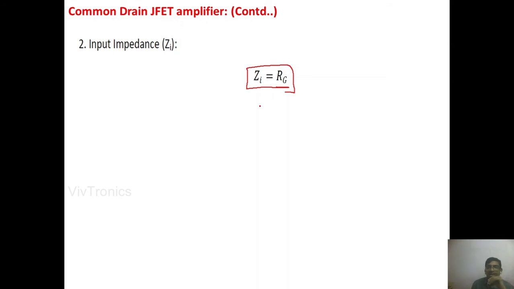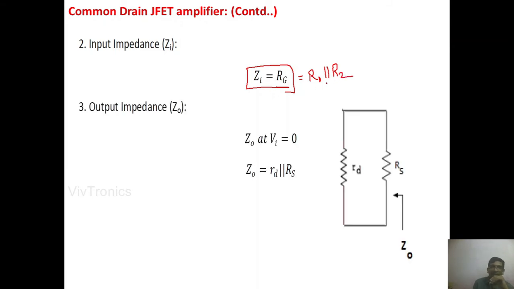So if it is a self bias, we may have R1 and R2 resistances. In that case, we can say the input resistance Rg is a parallel combination of R1 and R2. Therefore Zi is equal to R1 parallel R2, like that we can write.